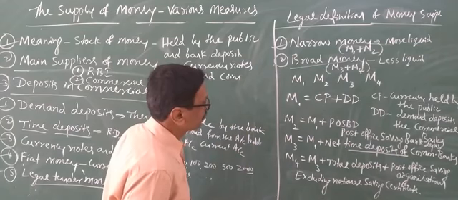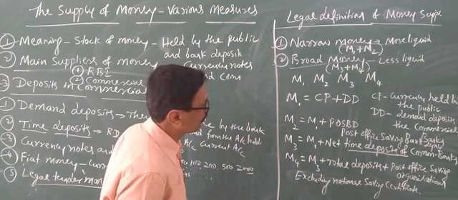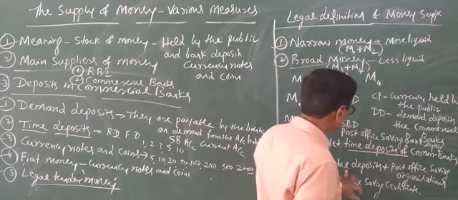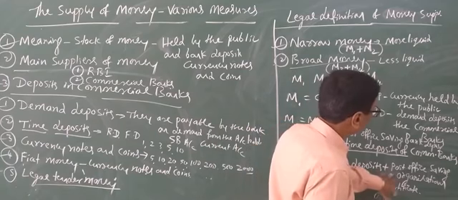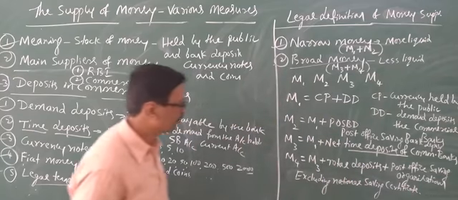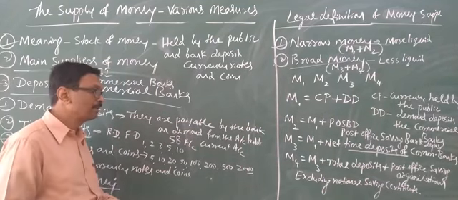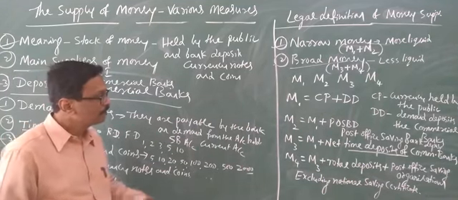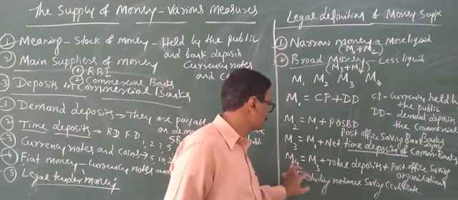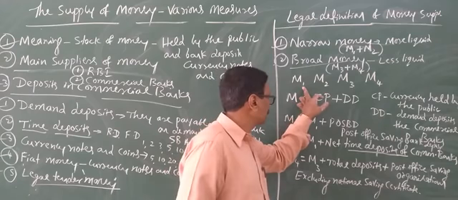Then M4 is equivalent to M3 plus total deposits plus post office savings organization, excluding national savings certificate, because the national savings certificate already includes the savings of the government. Excluding national savings certificate.